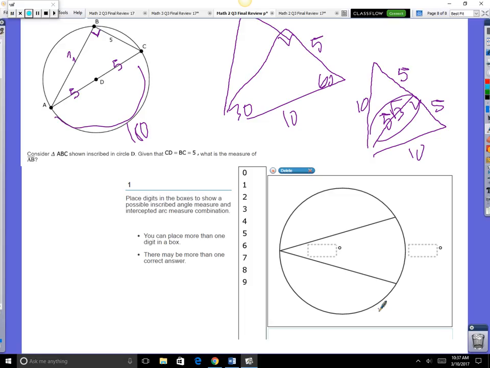Okay, last problem. Drag and drop digits in the boxes. So if you drag and drop 4 there, this angle from the circle is 4 degrees, then you would have to drag and drop an 8 there. So your arc measure is always double the measure of the angle from the circle. And that is it.